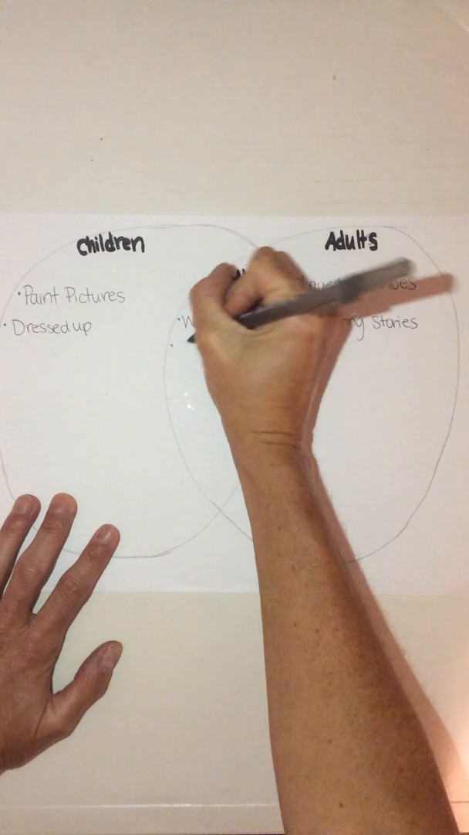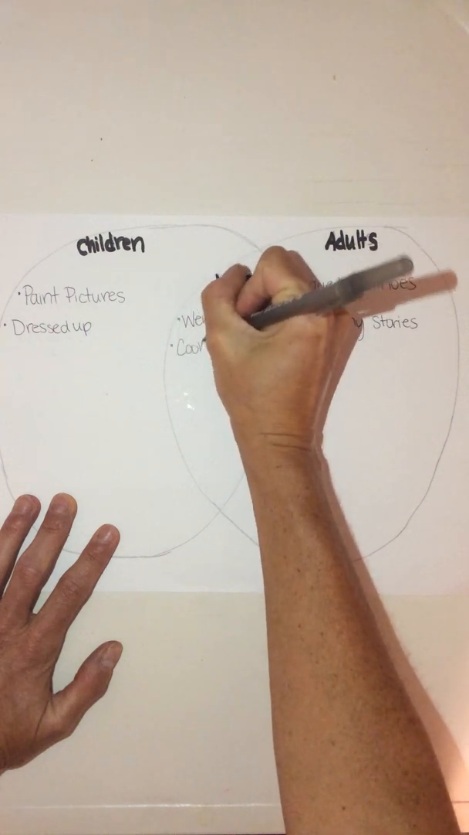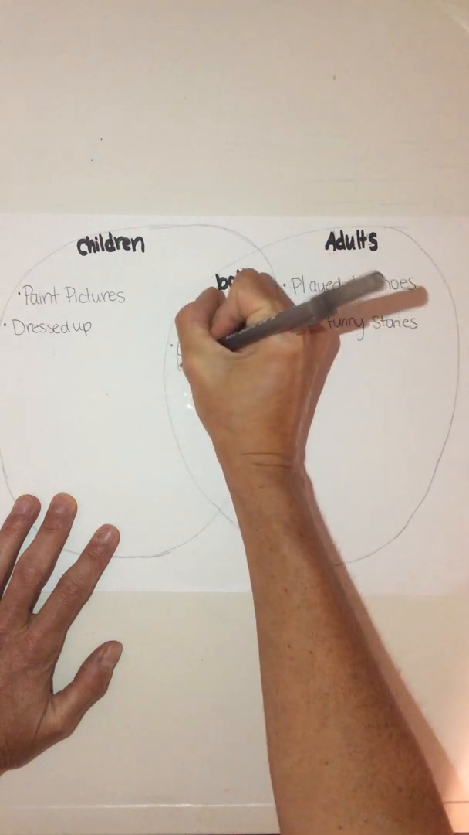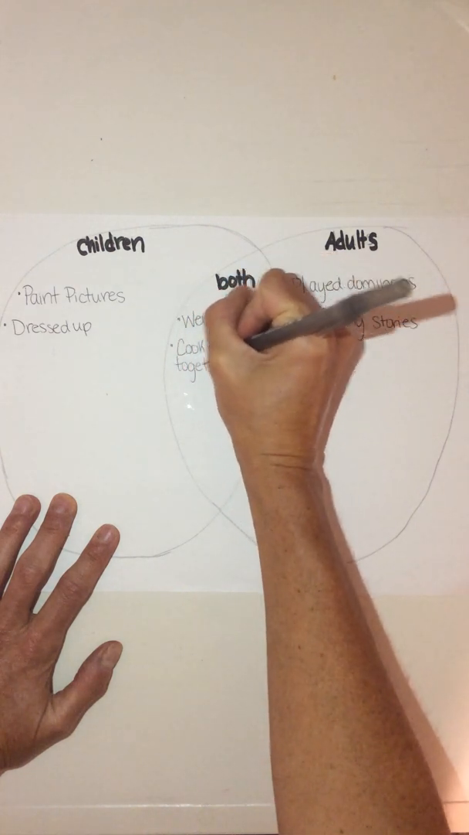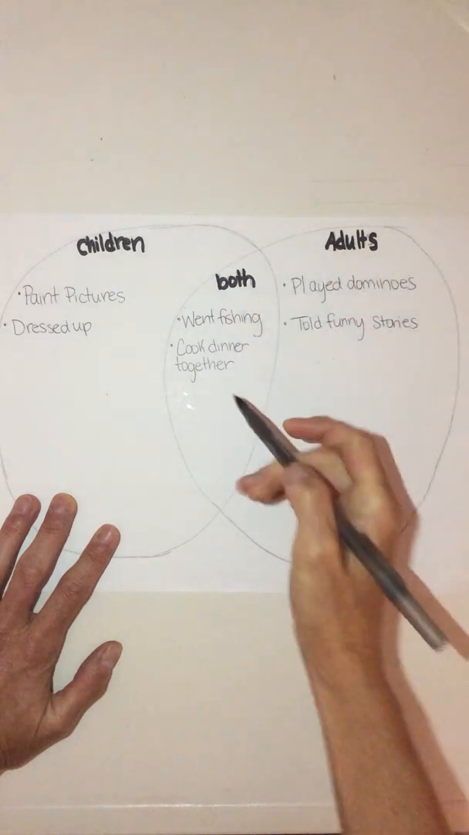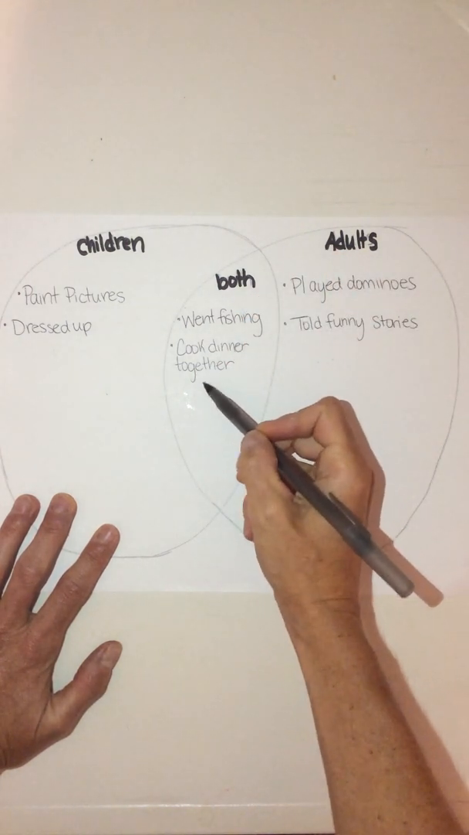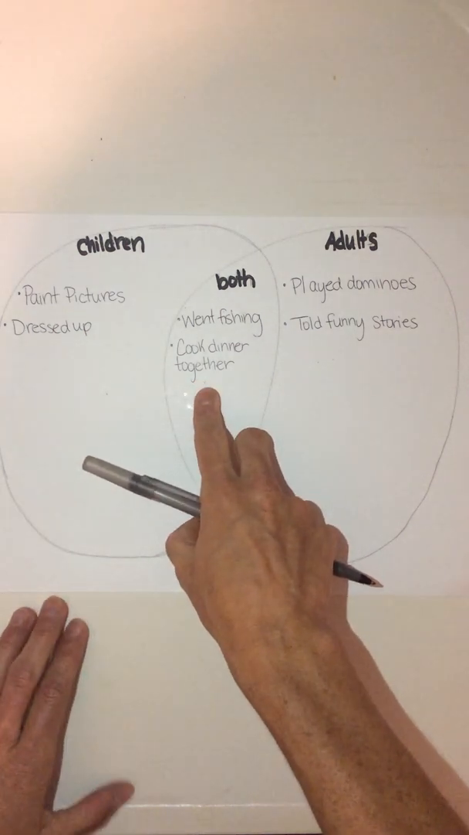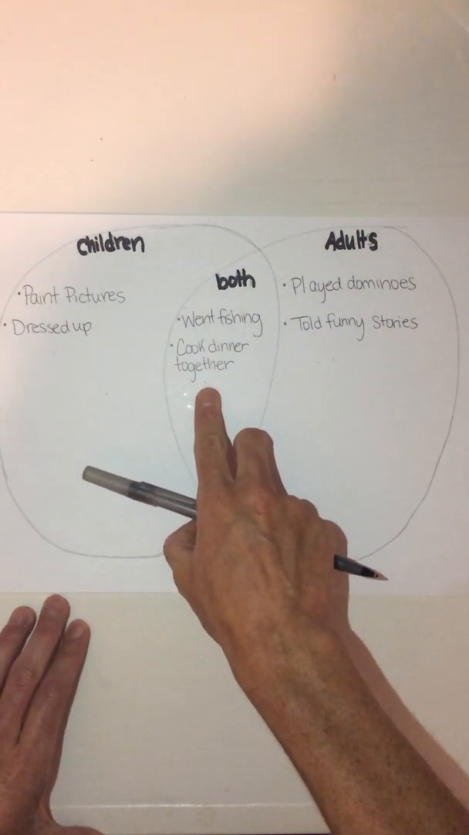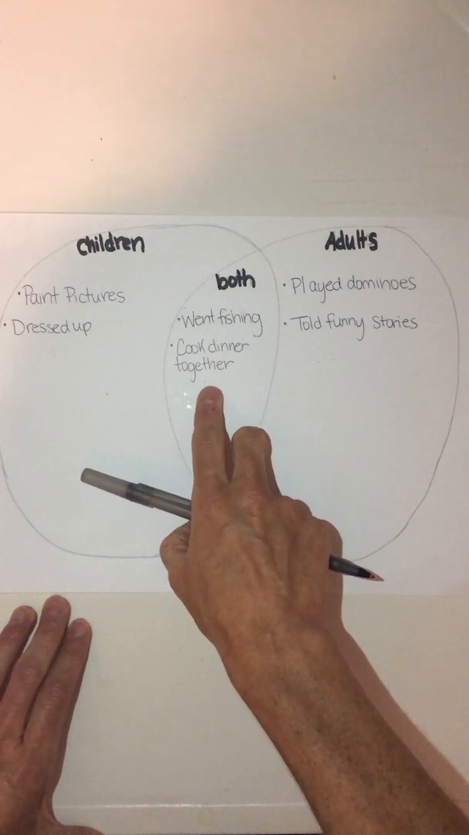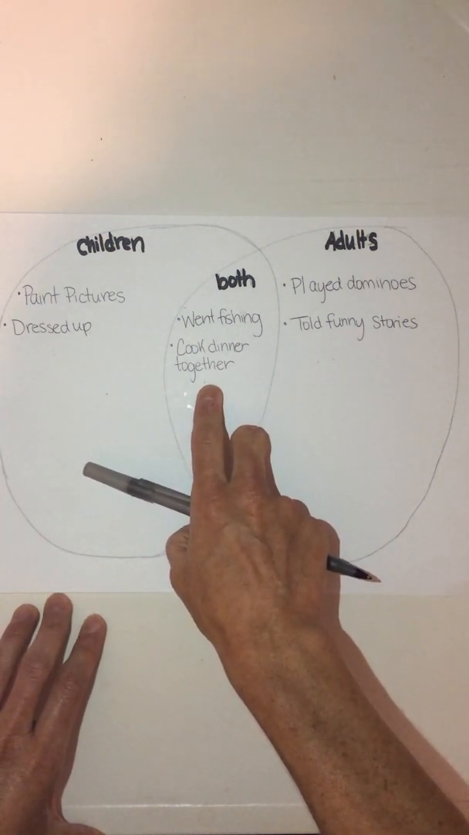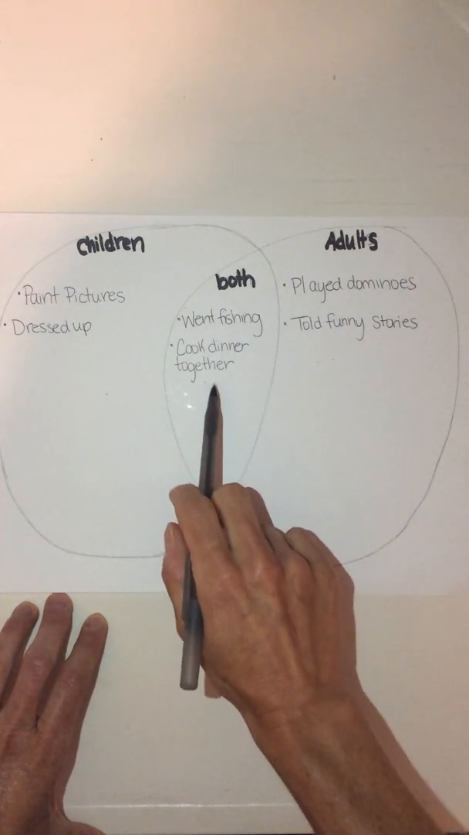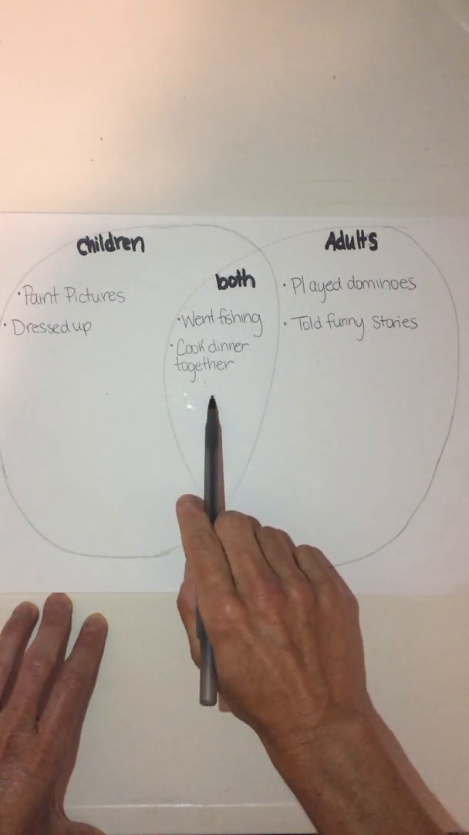Cooked dinner together. Because if you remember, at the very beginning of My Family, Camila talks about the fact that her and her mom both go to the same school because her mom is a teacher at her school. But when they come home, she likes to help her mom cook dinner. And there is a photograph of her and her mom cooking dinner together.